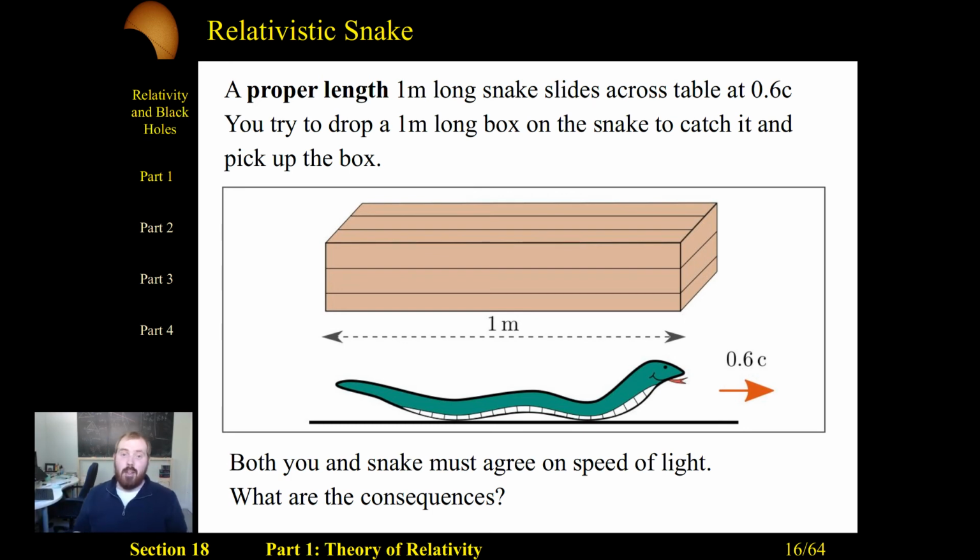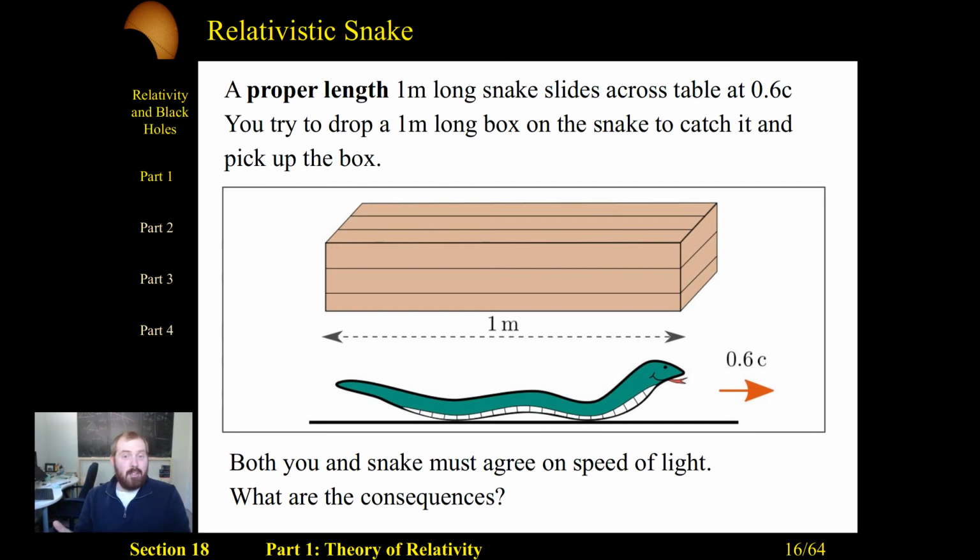Right? So there's two frames of reference here. There's your reference. You see the snake coming along, and you're going to try and get the box to capture the snake. There's also the snake's reference frame. What does the snake see? Well, it sees some crazy person with a box flying at them, and they're going to try and drop the box on its head.